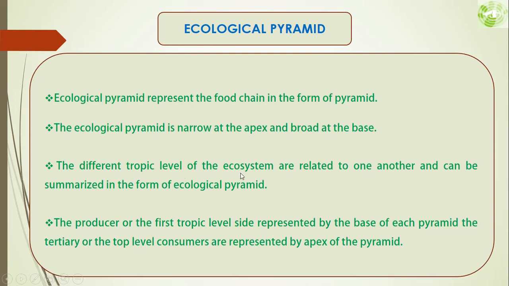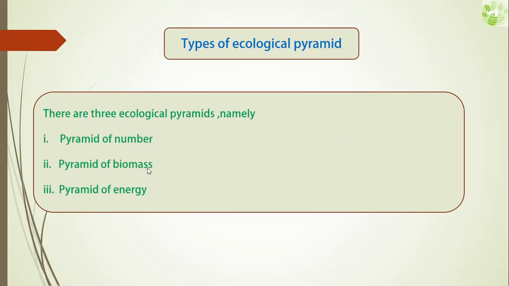Different trophic levels of the ecosystem are related to one another and can be summarized in the form of an ecological pyramid. Starting from producers to the decomposers, all these trophic levels are interrelated with each other. The producer, or the first trophic level, is represented by the base of each pyramid, and the tertiary or top level consumers are represented by the apex of the pyramid. There are three different kinds of ecological pyramid: pyramid of number, pyramid of biomass, and pyramid of energy.